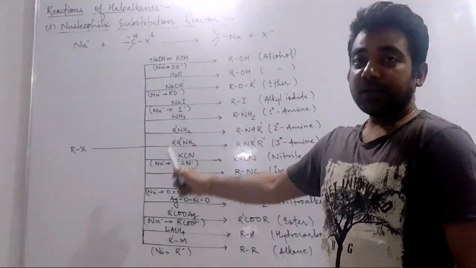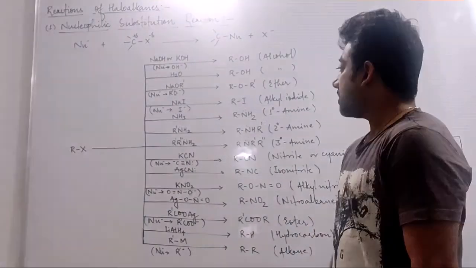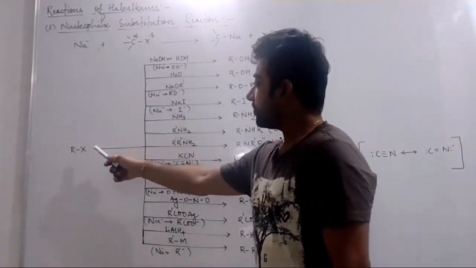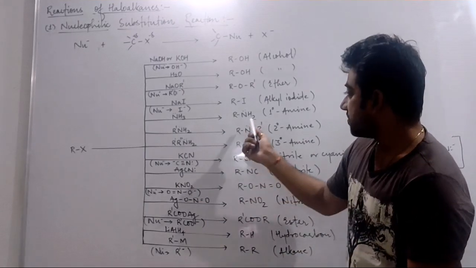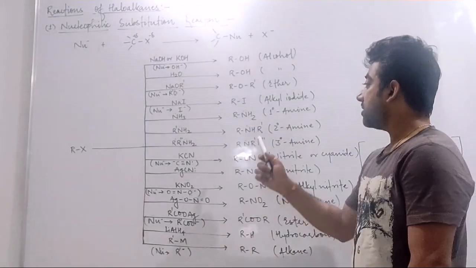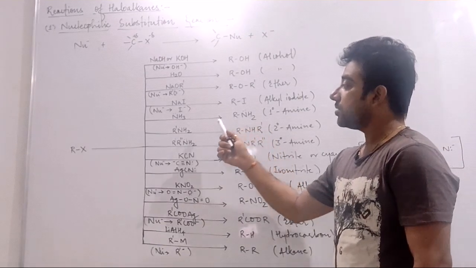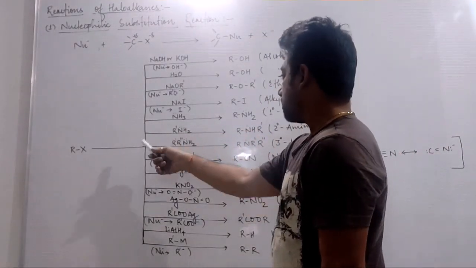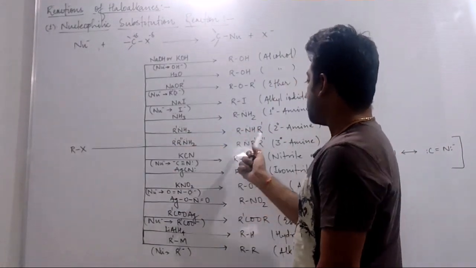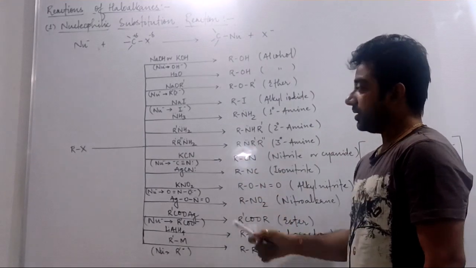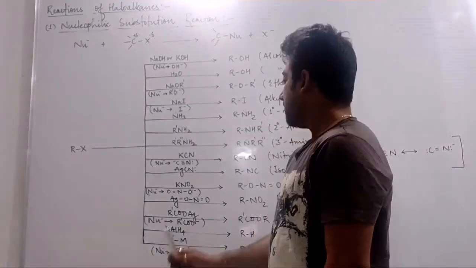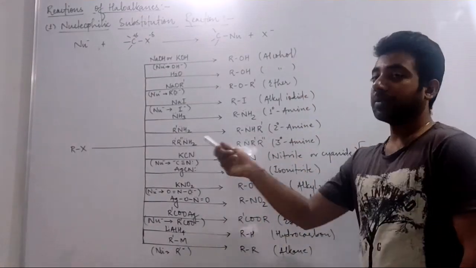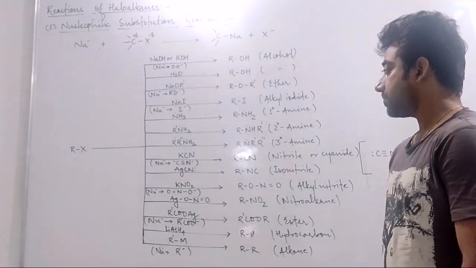Another nucleophile or nucleophilic reagent is ammonia. So when halogen is replaced by this nucleophile, it gives primary amine. Further, primary amine can act as a nucleophile itself. So upon replacing halogen, it will give you secondary amine, and secondary amine again can act as a nucleophile. So it will give you tertiary amine on replacing halogen.